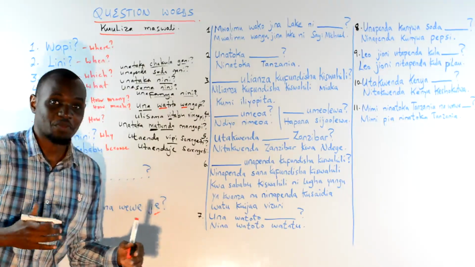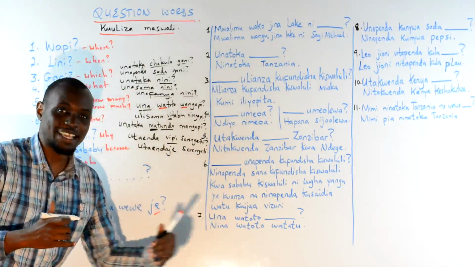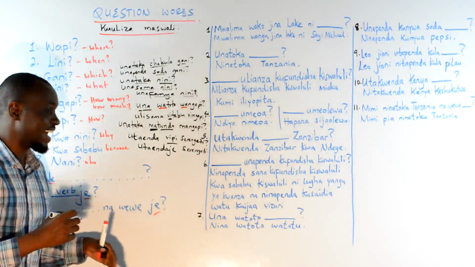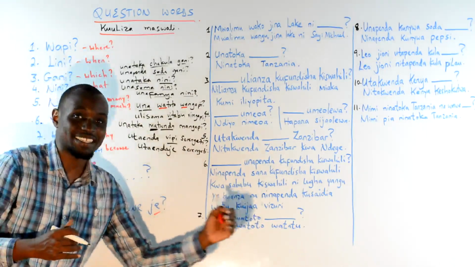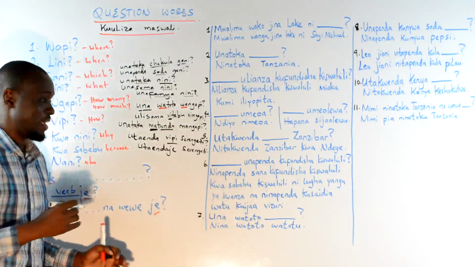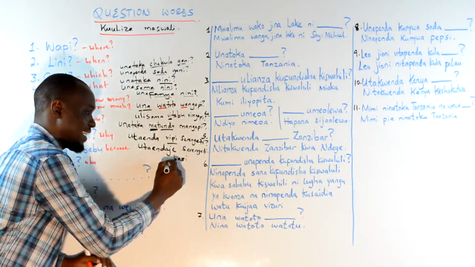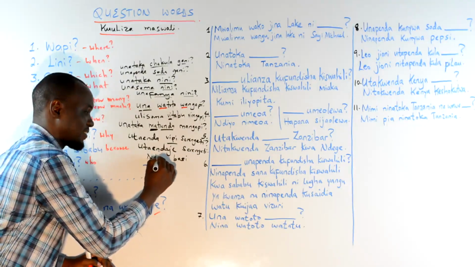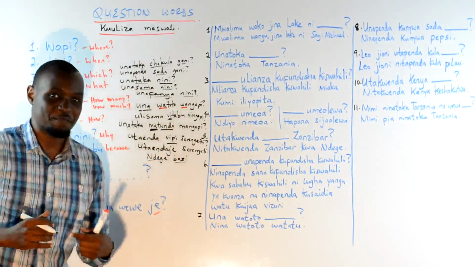If you answer this question, you say, I will go by bus. You say, nitaenda kwa basi. KWA. Nitaenda kwa basi. Or nitaenda kwa ndege. Ndege is a plane, airplane. Basi is the bus. Nitaenda kwa basi au nitaenda kwa ndege, right?